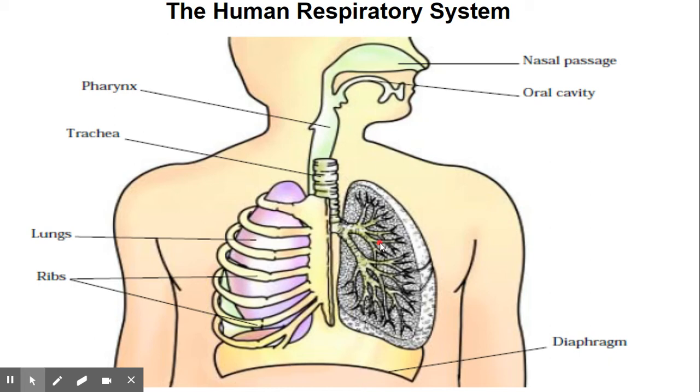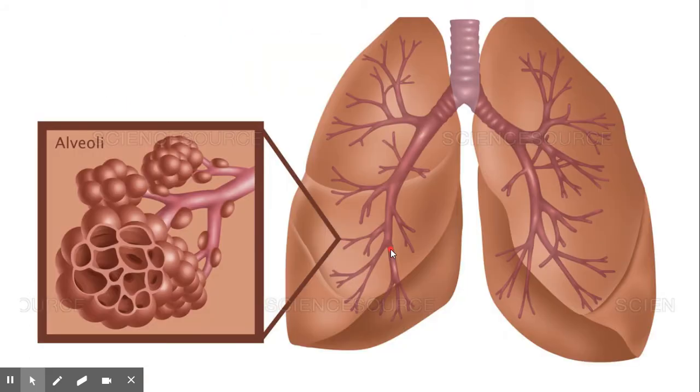These bronchioles enter small air sacs called alveoli. There are more than 300 million alveoli in each human being. The alveoli are richly supplied with blood through a network of blood capillaries. These are the alveoli.